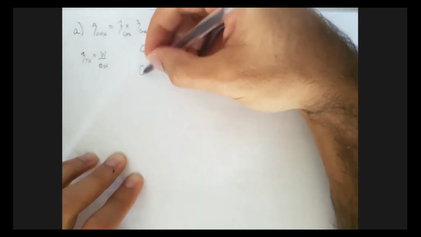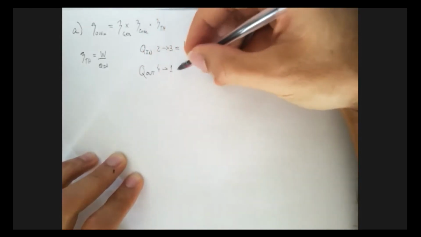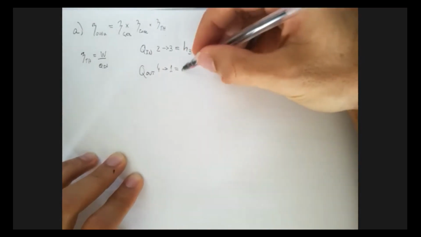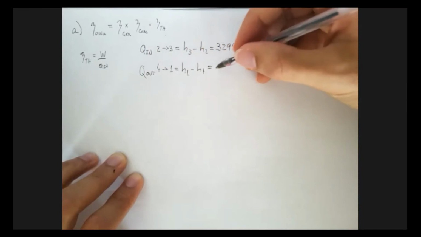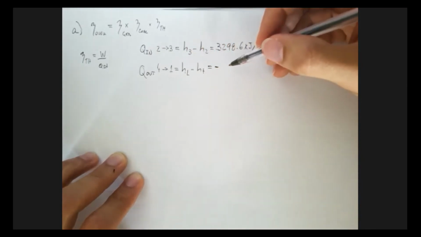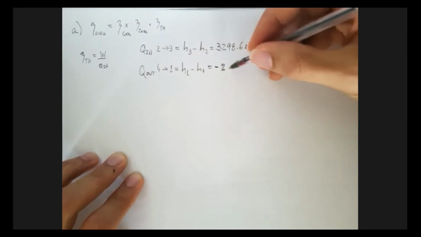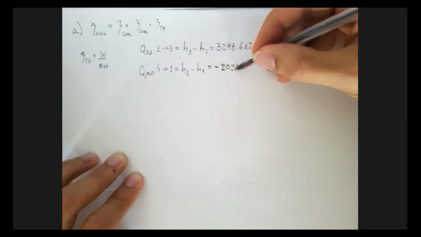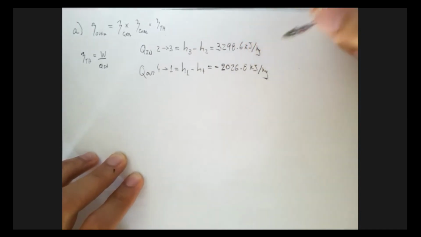And my Q out is when I go from 4 to 1. You guys can do positive, you can do negative, whatever rocks your boat. Let's do end state minus initial state. Let's do negative. Keep you guys on your toes. So that's the 2,200 that I just found minus those 200. So that's going to be 2,026.8 kilojoules per kilogram. Awesome.